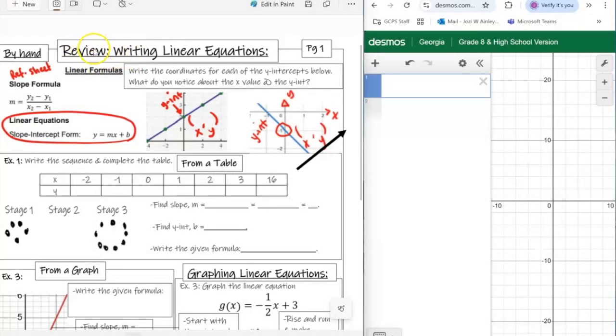We're going to start off with a review of writing linear equations. You should have covered this in middle school, but we're definitely going to quickly look at it, especially using a calculator. So we pulled out some formulas straight from the reference sheet. This is something that will be given to you.